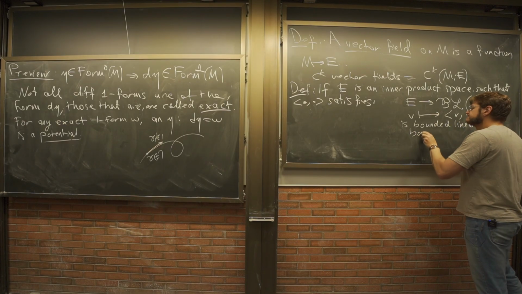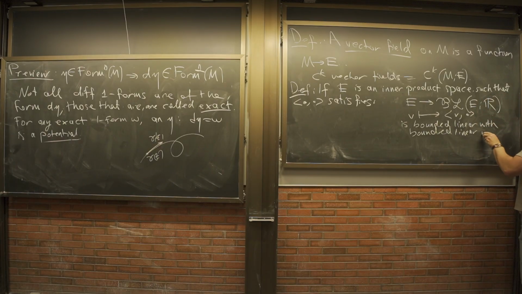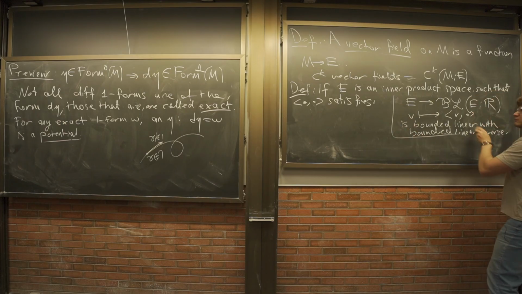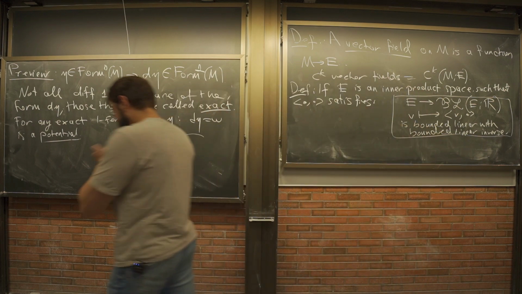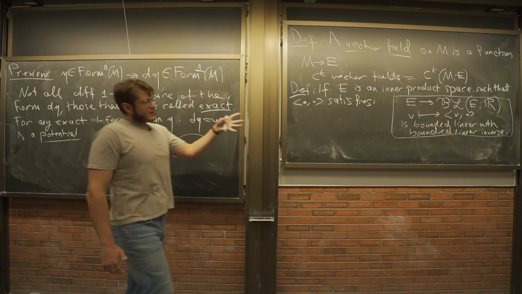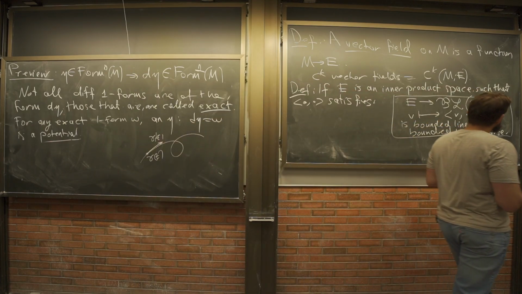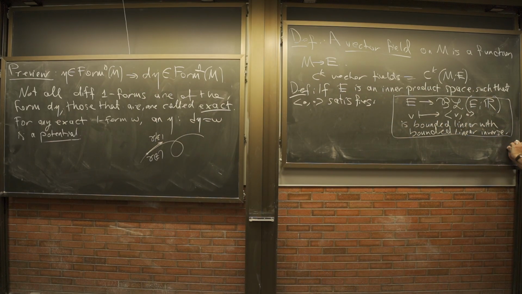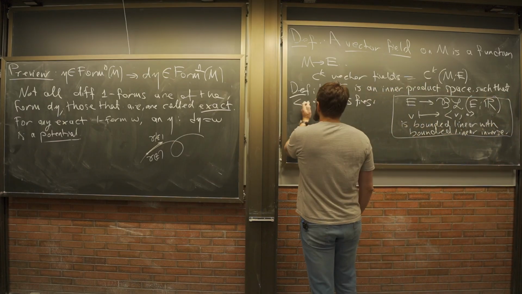With bounded linear inverse, so this is what is called the duality property. I'll say more about this. If my inner product satisfies this axiom, this hypothesis, then I get to define the gradients for any zero form.